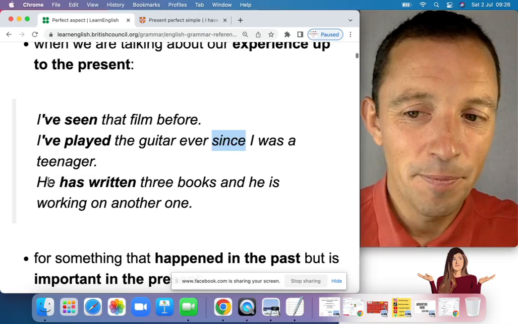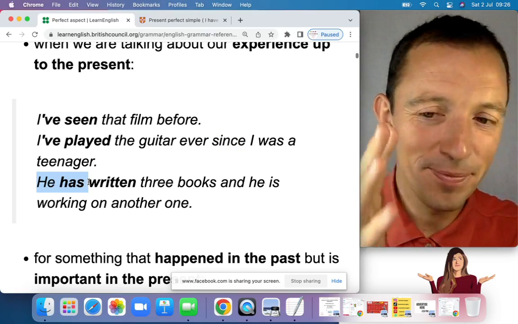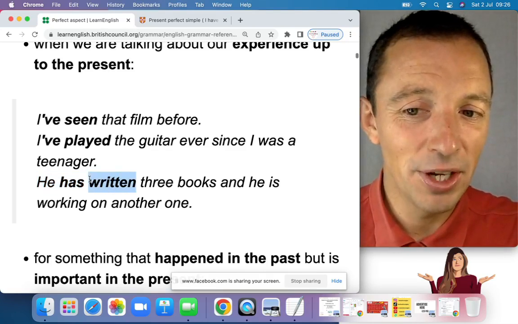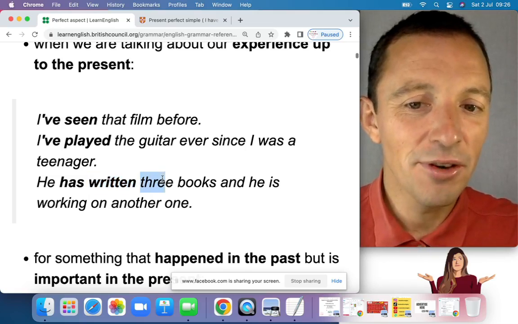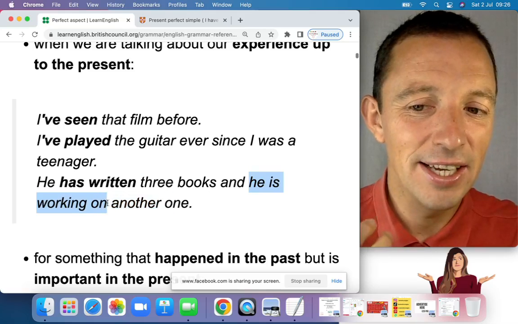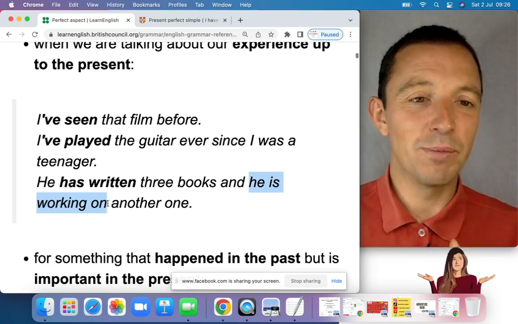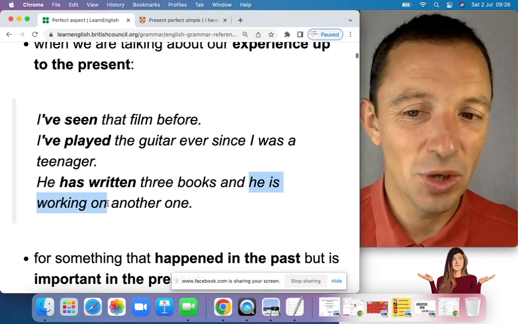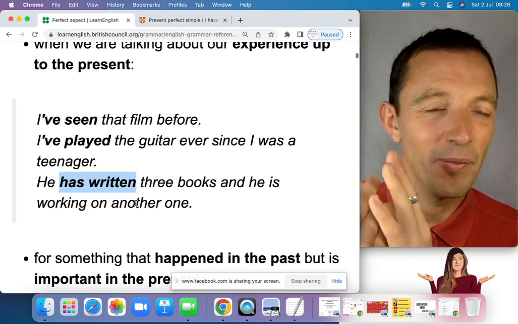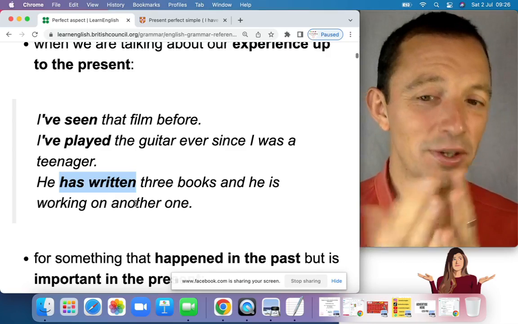Third example: he, the subject, has, the auxiliary verb to have in the present, plus the participle written, 3 books, and he is working on another one. He is writing, working on, trying to improve a new one at the moment. So this is the present perfect, and it started in the past. It's an experience, and it continued up to the present.